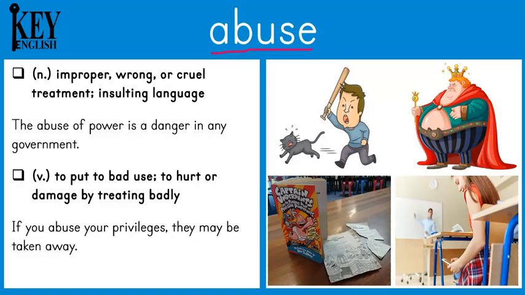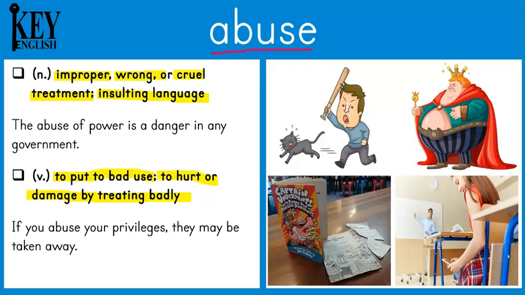Abuse can be used as a noun or as a verb. As a noun, it means improper, wrong, or cruel treatment, insulting language. And as a verb, it means to put to bad use, to hurt or damage by treating badly. So when someone abuses something, they use it in the wrong way or they treat it very badly.